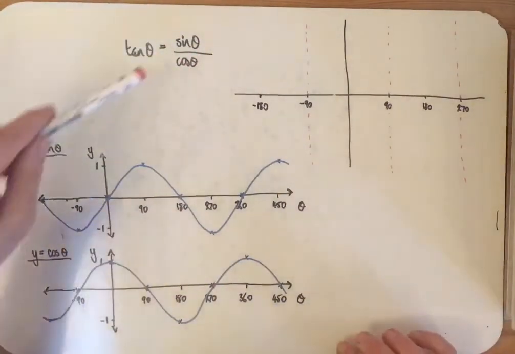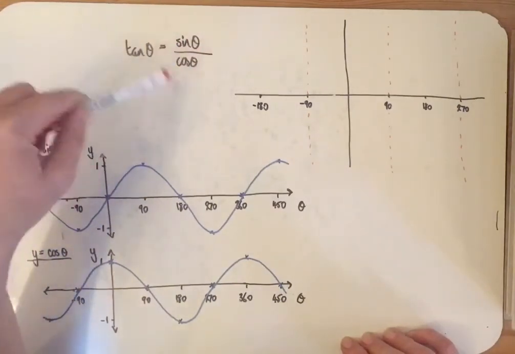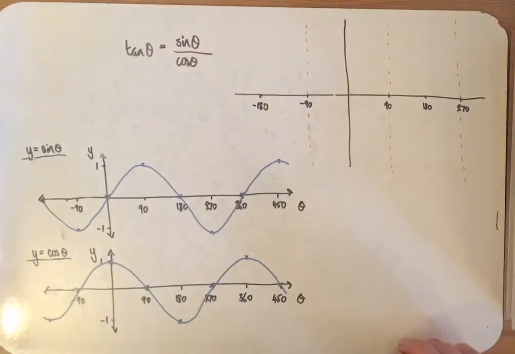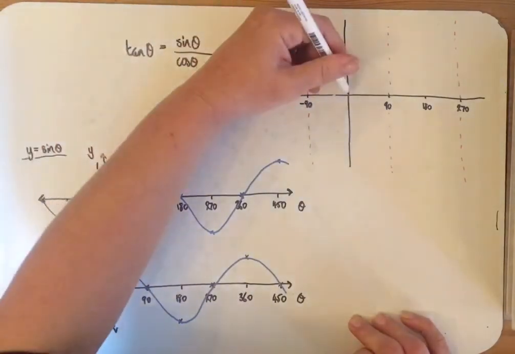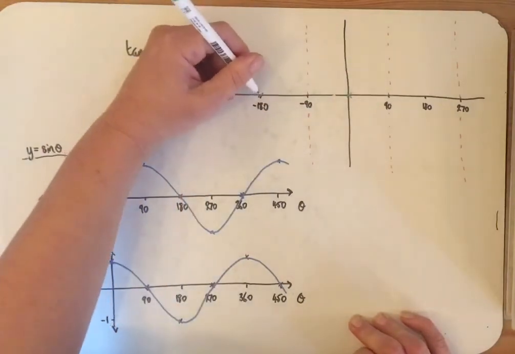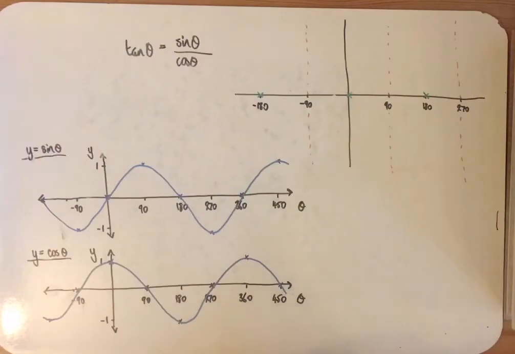And then when sine theta is 0, tan theta is 0, because 0 divided by any non-zero value will give you 0. So the tan curve, sine theta is 0 at 0, at minus 180, and at 180. So it's passing through those points there.